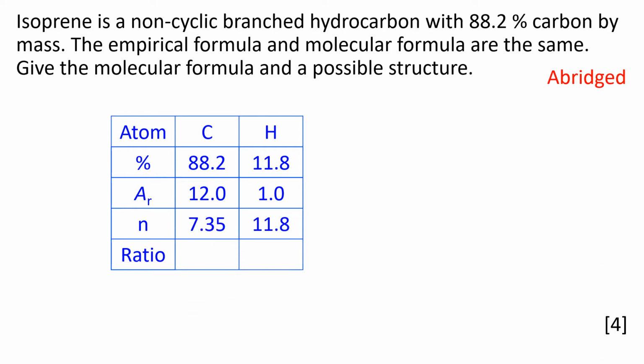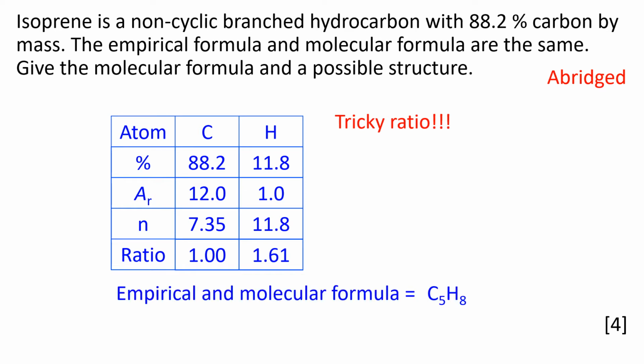Mass over molar mass gives us those amounts of substance, and we get the ratio by dividing through by the lowest number. The lowest whole number ratio is not 1.00 to 1.61, so we have to multiply through by a common factor to find that. A tricky ratio, I think you'll agree. But if we multiply 1.00 and 1.61 by 5, we get a 5 to 8 carbon to hydrogen ratio. C5H8 would be the empirical formula.